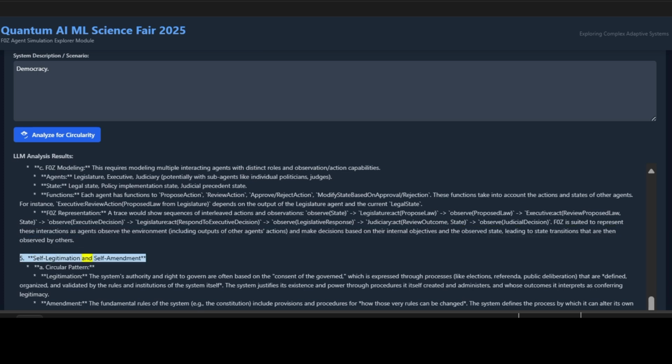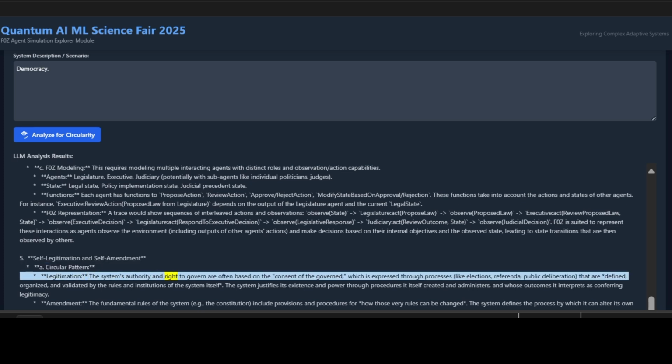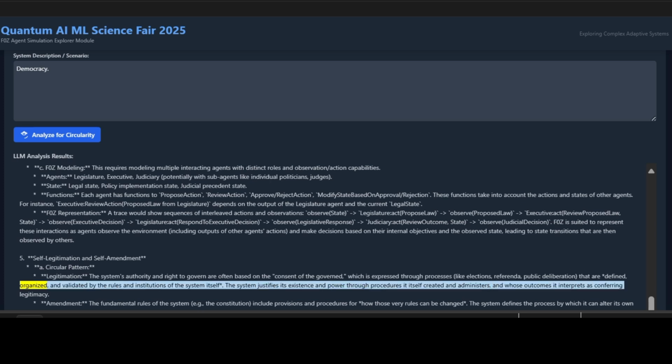5. Self-legitimation and self-amendment. A. Circular pattern. Legitimation: the system's authority and right to govern are often based on the consent of the governed, which is expressed through processes like elections, referenda, and public deliberation that are defined, organized, and validated by the rules and institutions of the system itself. The system justifies its existence and power through procedures it itself created and administers, and whose outcomes it interprets as conferring legitimacy.